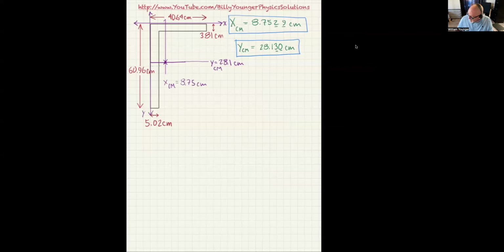So that's it. I hope that helps you better understand how to solve center of mass problems and how to calculate center of mass.